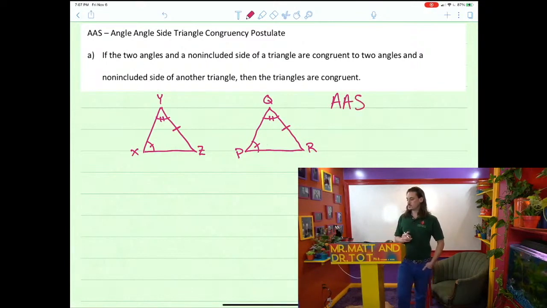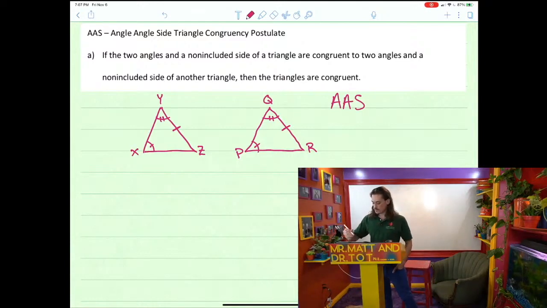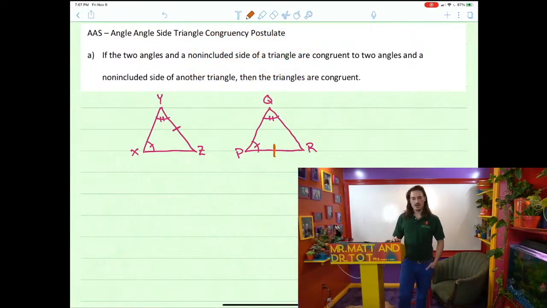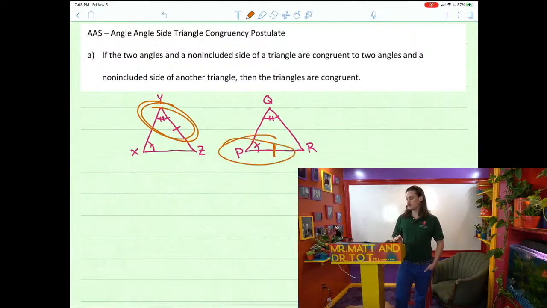Again, it's important to be able to match up that these two are exactly the same. For example, if this last dash mark was over here, so if side length YZ was congruent to side length PR, those do not match up, because notice that here the side length is next to the angle Y, which is congruent to angle Q, and over here the side length is next to angle P, which is congruent to angle X.